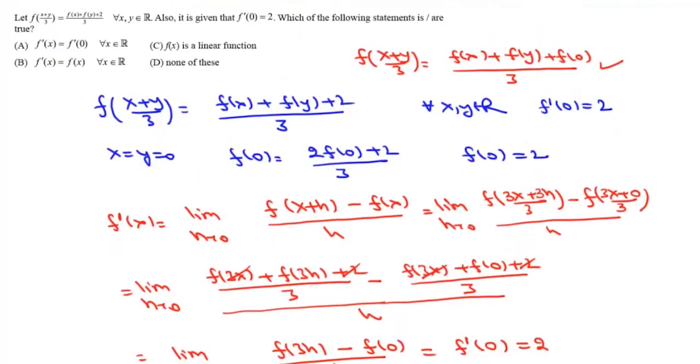So for this question, f'(x) is equal to f'(0). That's true. And f(x) is a linear function. So the correct answers are A and C.